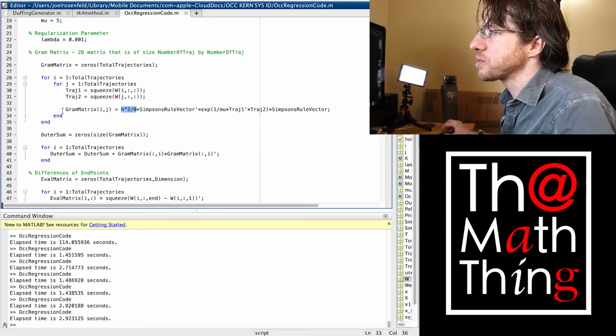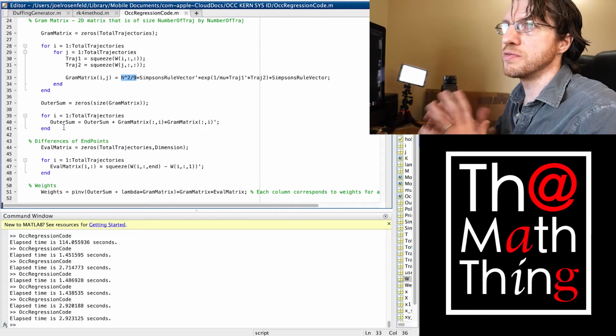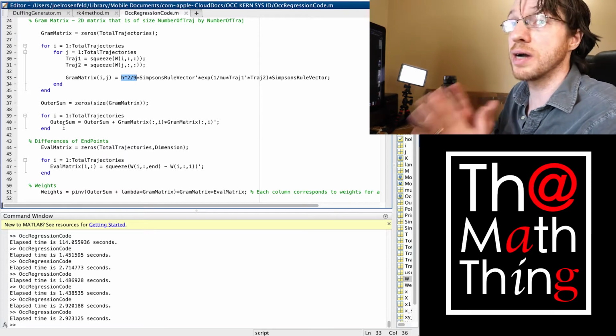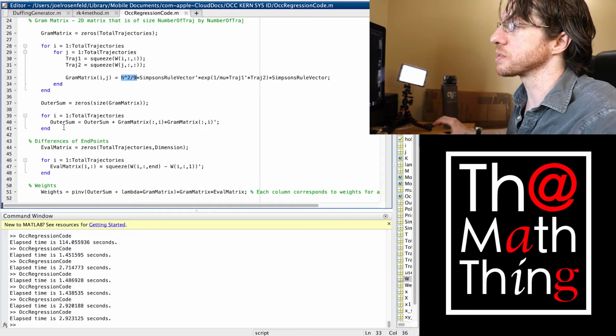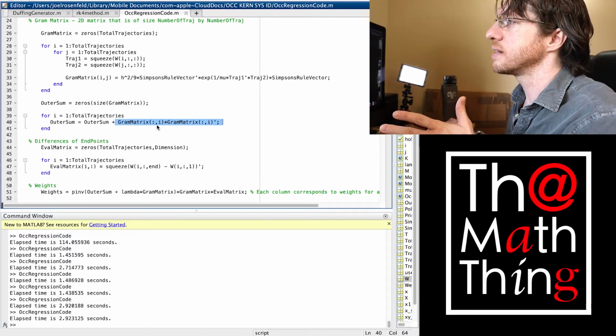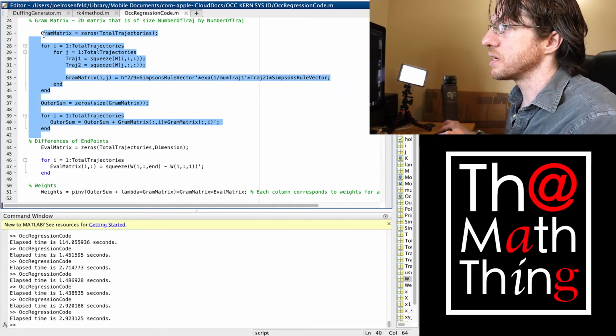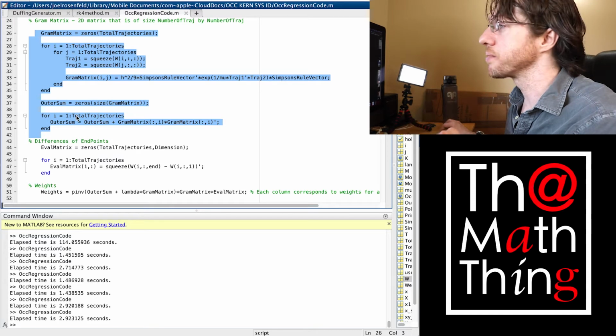Okay, so that makes our gram matrix. Now the outer sum, the v_i times v_i transpose, really just uses the column vectors of our gram matrix. So we just go ahead and use the data that we've already computed up here for the gram matrix, so we don't have to reinvent anything. And so now we have the two matrices that we really need.